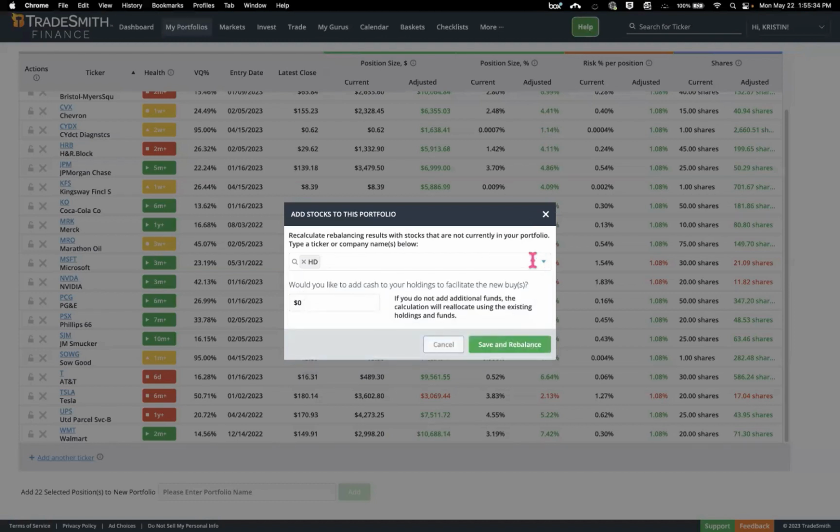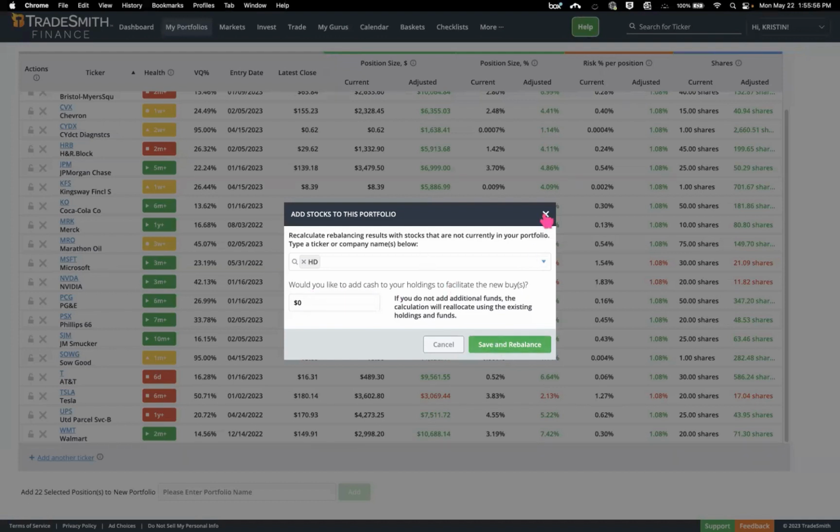Okay. And then it's going to ask you if you want to add cash to your holdings to facilitate the new buy. So if you don't have additional funds, the calculation is going to reallocate using existing holdings and funds. So if you're not reinvesting your cash, you definitely want to put a dollar amount here. Basically calculate how many shares you're buying and what the price is and put that dollar amount there. All right. And then you can hit save changes.